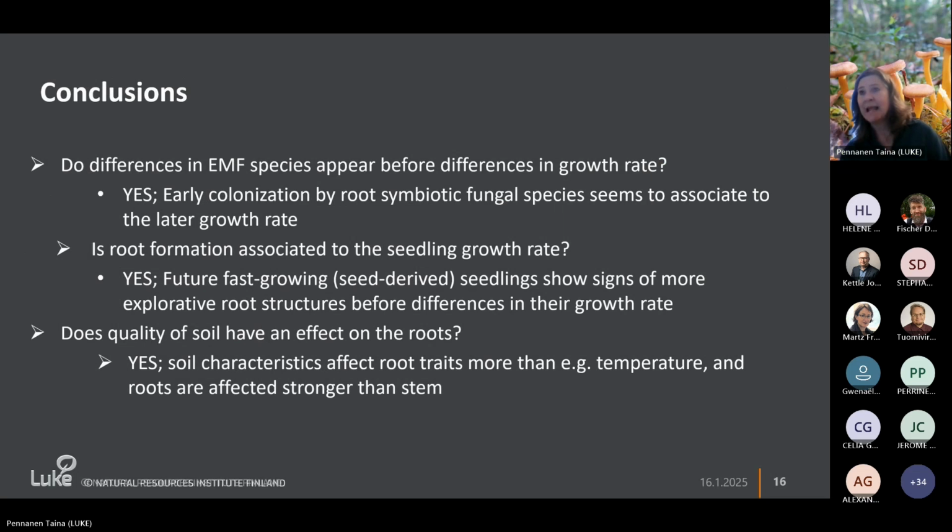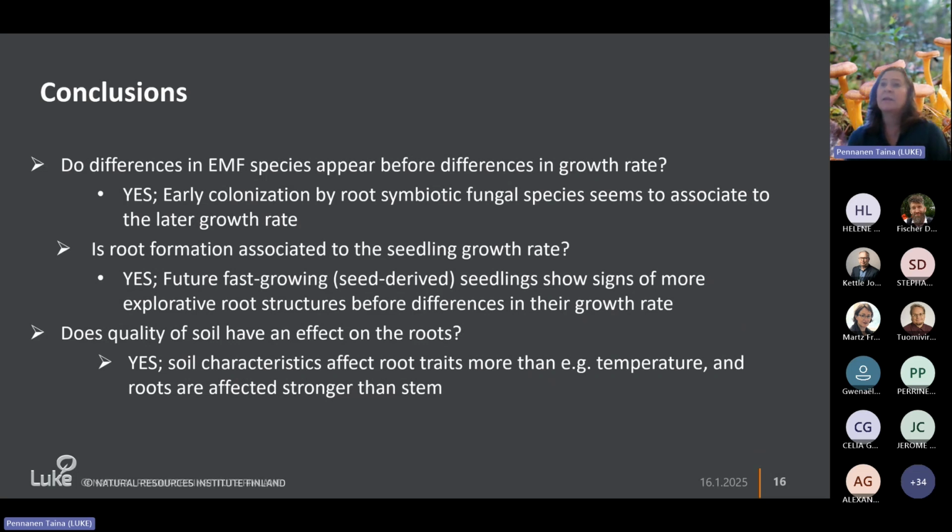Conclusions. So the question: do differences in ectomycorrhizal and root associated species communities appear before differences in growth rate of the host appear? And the answer looks like yes, early colonization by root symbiotic fungal species seems to be associated to the later growth rate, so that these mycorrhizal species might have a big impact on the growth.